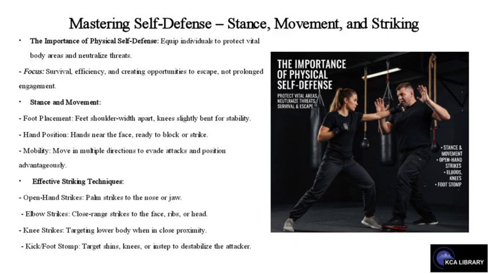Then there's the elbow strike, a close range strike to the face, ribs, or head. Then there are knee strikes, targeting the lower body when in proximity. You can use your knee to strike the person. Then we have the kick or foot stomp, targeting the shin, the knees, or insteps to destabilize the attacker.